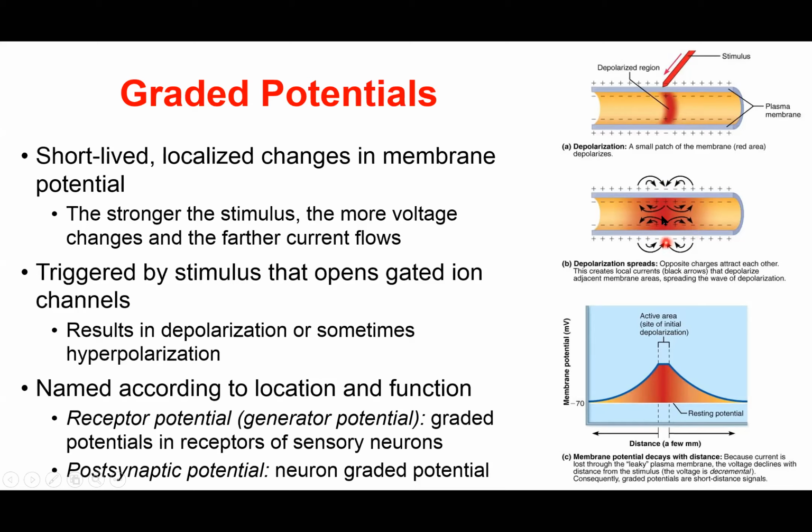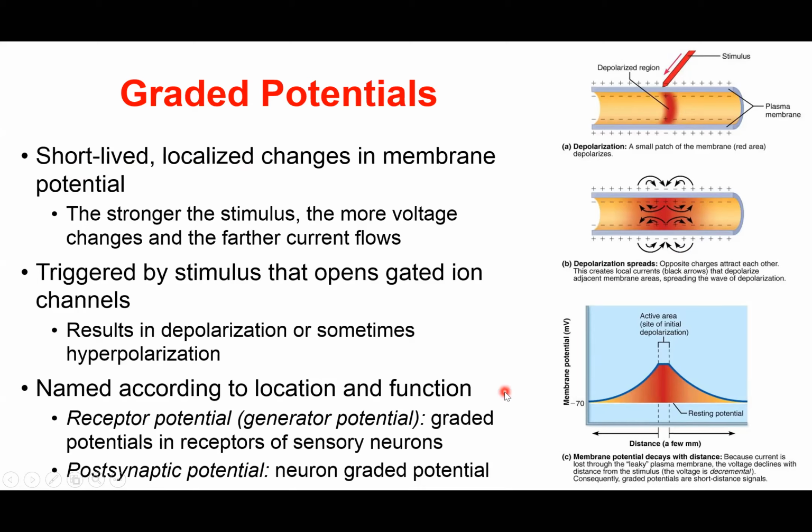But as you get further and further away from this original stimulus spot, the current starts to decay, right? So with distance, the membrane potential change is decaying because current is going to be lost through the leaky channels that are present in this membrane. Okay, and so consequently, this is the reason why graded potentials are really short-lived and relatively localized.